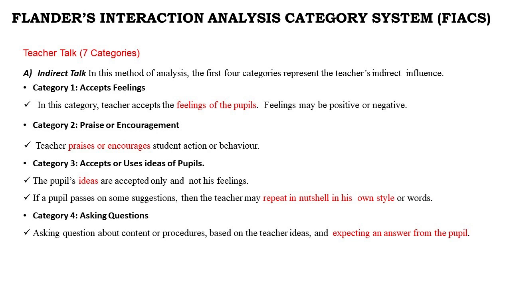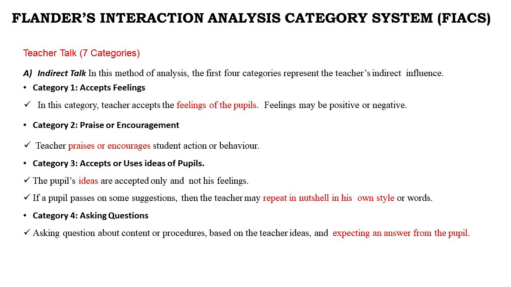Category 1, accepts feelings. In this category, the teacher accepts the feelings of the pupils. He feels himself that the pupils should not be punished for exhibiting their feelings. Feelings may be positive or negative. Category 2, praise or encouragement. The teacher praises or encourages student action or behavior. When a student gives an answer to the question asked by the teacher, the teacher gives positive reinforcement by saying words like good, very good, better, correct, excellent, carry on, etc.